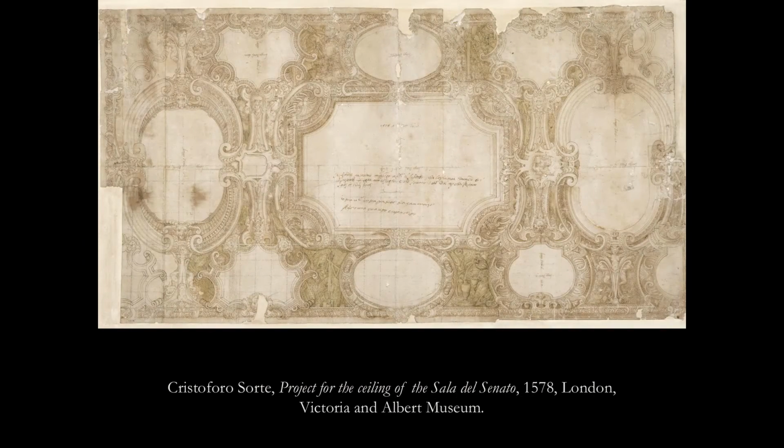A drawing dated 1578 is preserved at the Victoria and Albert Museum in London and bears a great resemblance with Righettino's ornamental style. Not surprisingly, one of Cristoforo Sorte's main patrons at the time was Marcantonio Barbaro. So again, we are here within quite a restricted circle of people. And Marcantonio Barbaro was a member of the commission in charge of the restoration of the palace.